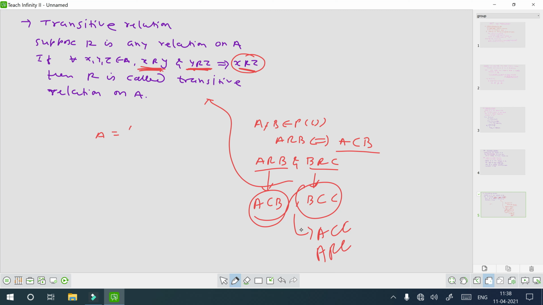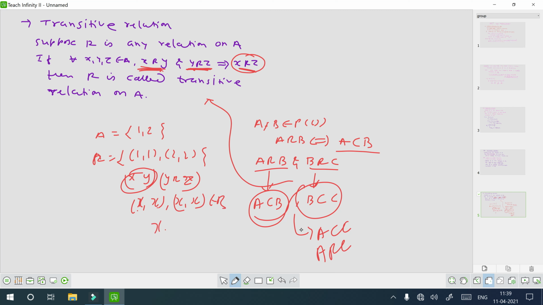For example, let us consider A = {1, 2} and R = {(1,1), (2,2)}. Then xRy and yRz, but only (1,1) and (2,2) are there. (x,x) in R and (x,x) in R implies (x,x) is also in R. So they satisfy the condition. (2,2) in R and (2,2) in R implies (2,2) in R. (1,1) in R and (1,1) in R implies (1,1) in R. So this relation is a transitive relation.